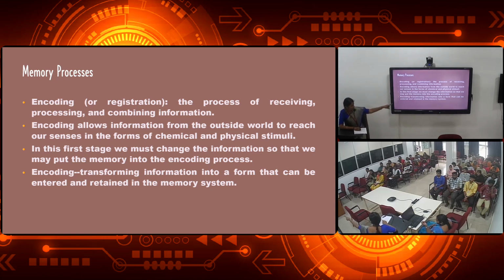In this first stage we must change the information so that we may put it in memory in the encoding process. So this is the input process, the registration process. Any information present in your environment gets inside your memory. Encoding is transferring information into a form, it may be visual or auditory, that can be entered and retained in your memory system. This process is called encoding.